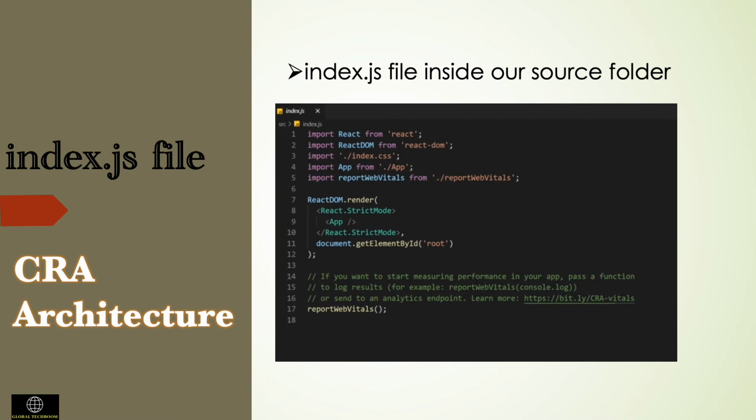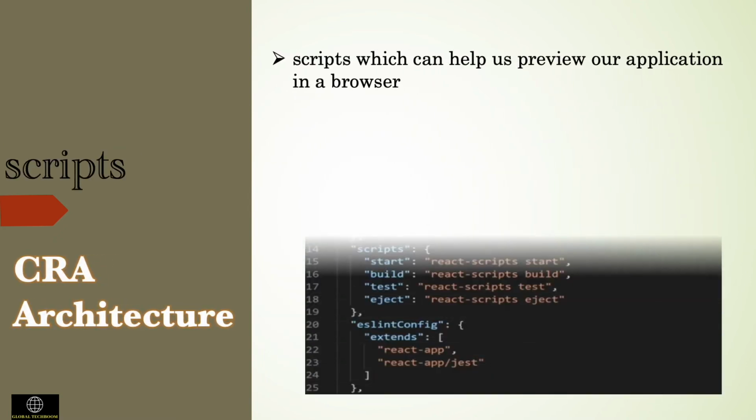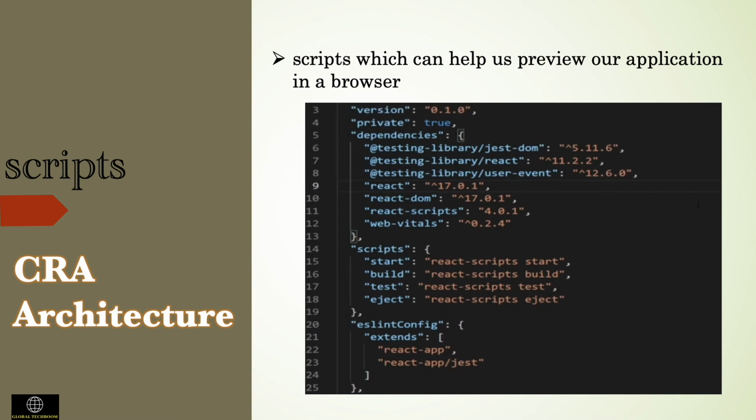Now coming to the package.json, it lists down all the dependencies of the application. So anything that our project depends on, which all lives inside the node modules. We also have scripts which can help us preview our application in a browser on a local server, build our application for production, test our application, or eject the webpack file.